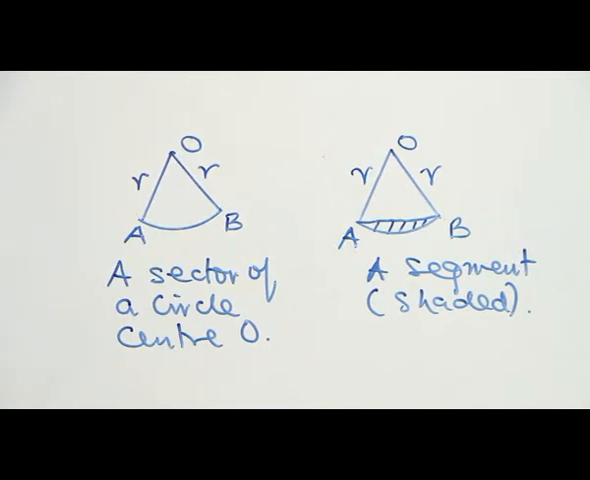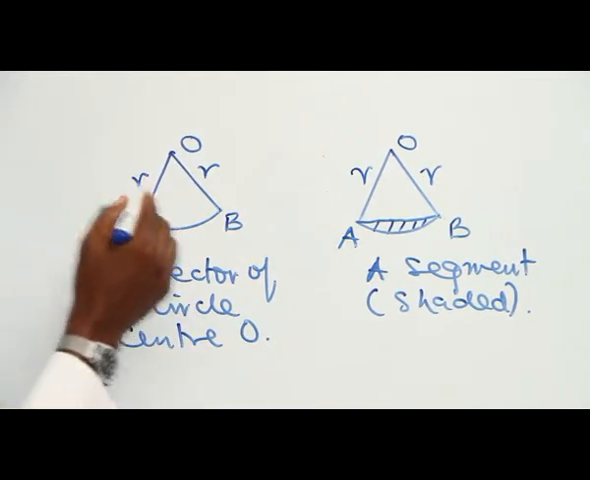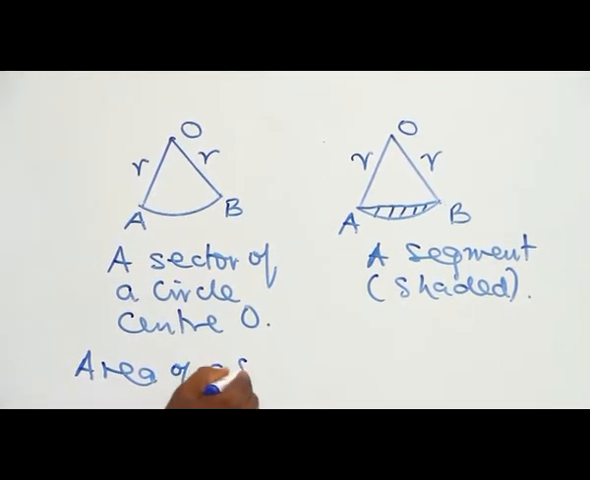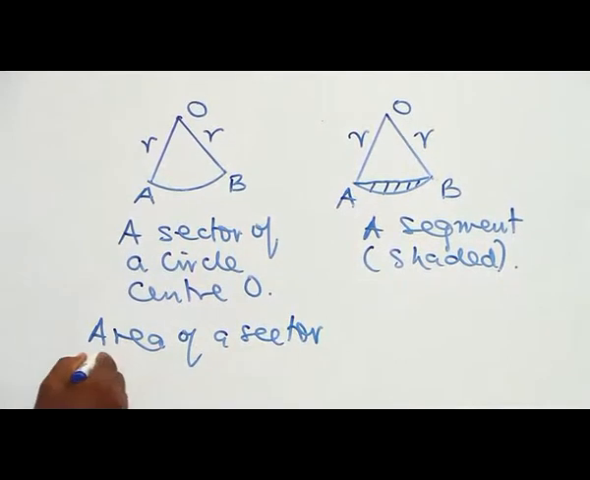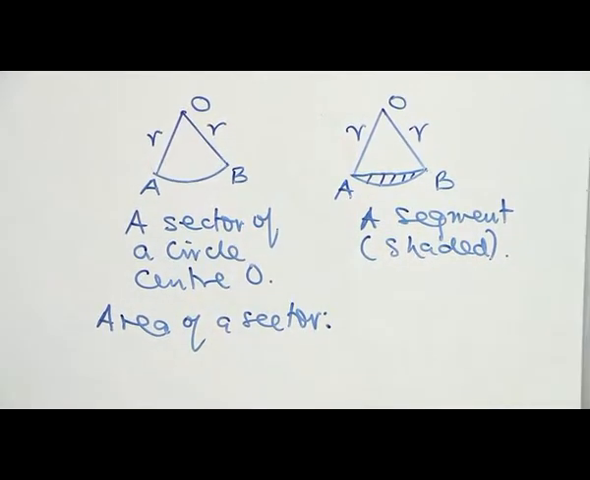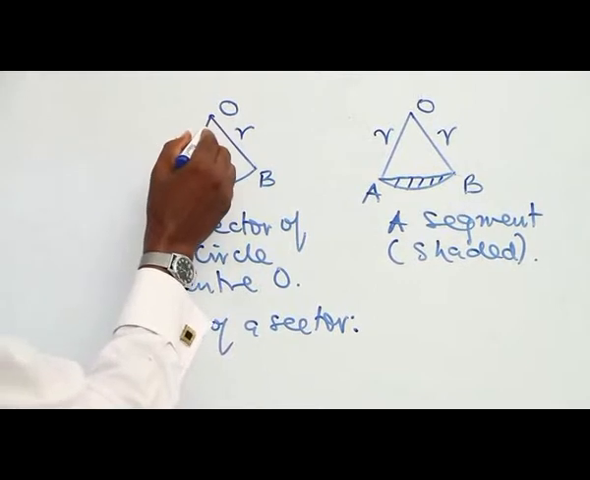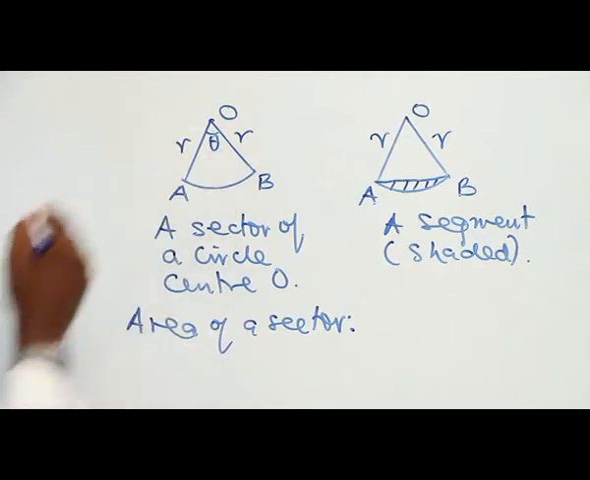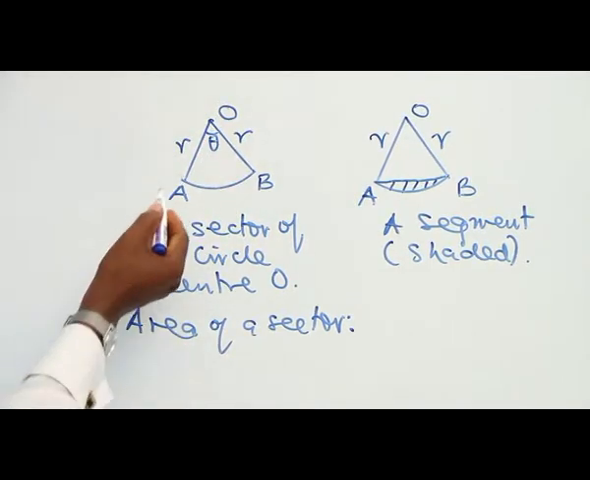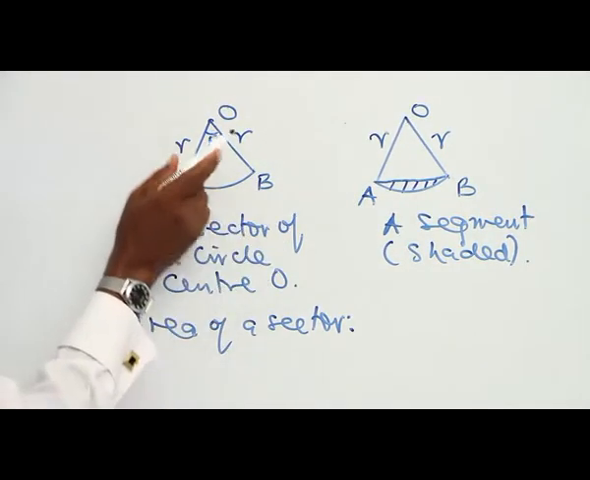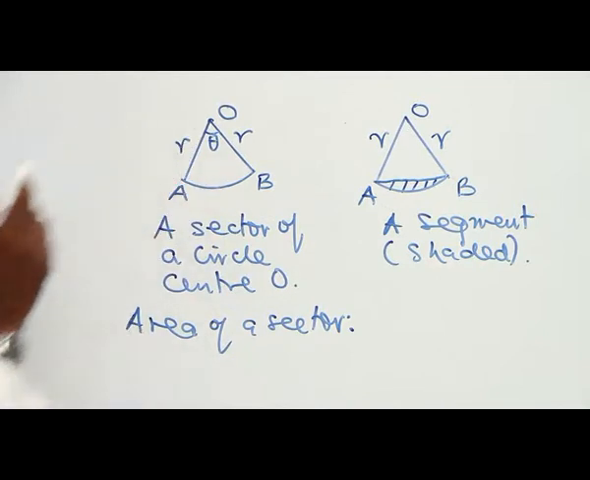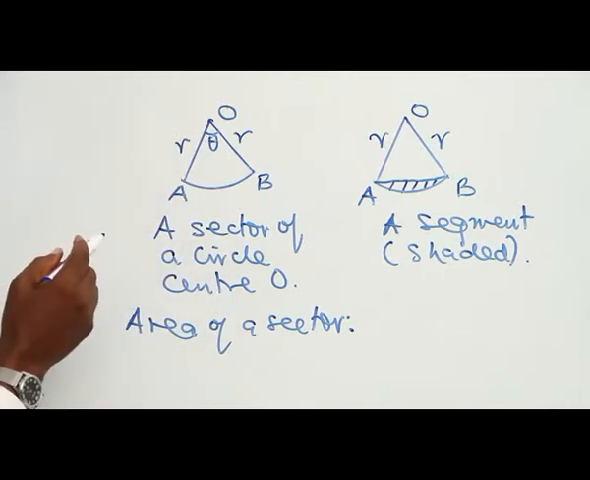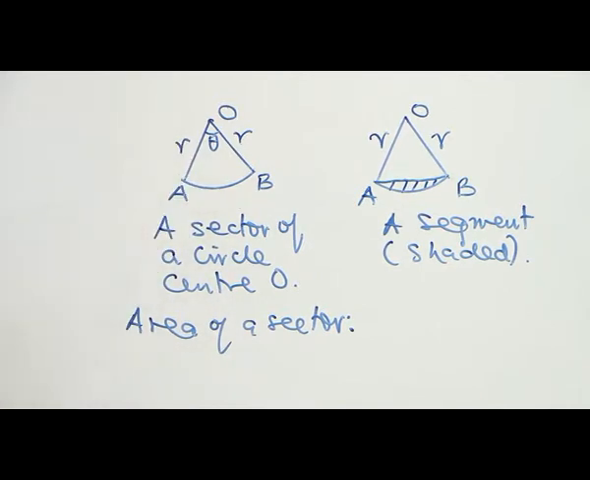Let us now discuss the area of a sector. So we have area of a sector. Under the area of a sector, we realize that each sector has an angle at the center. Call it theta. Which means this arc here is subtending an angle theta at the center of the circle. Subtend means it's making an angle theta at the center of the circle.